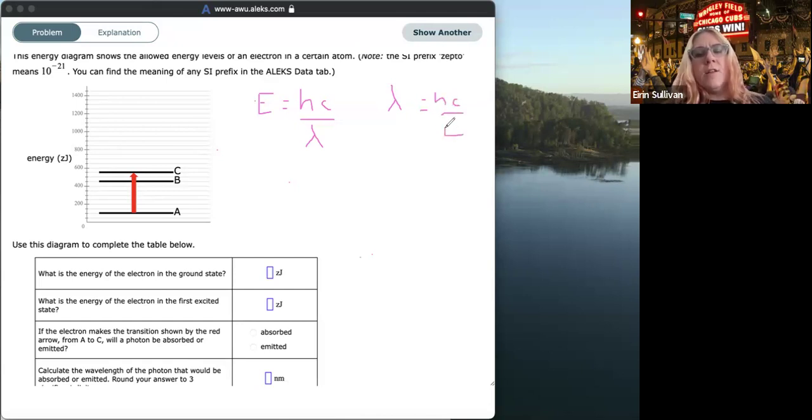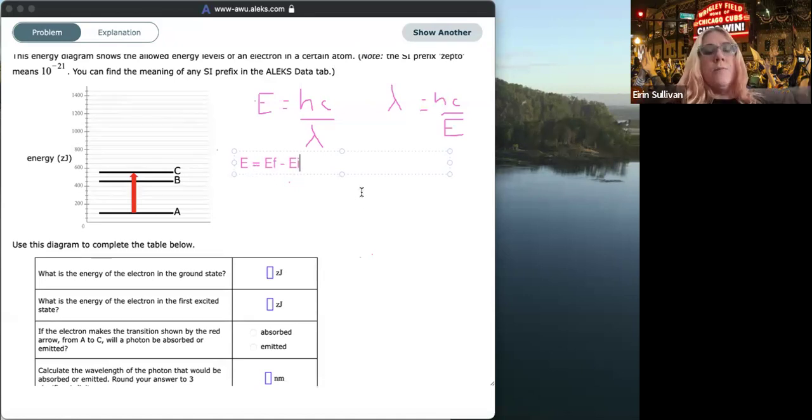Planck's constant is 6.626 times 10 to the minus 34 joule seconds. The speed of light in a vacuum is 2.998 times 10 to the power of 8 meters per second. To work out what your energy difference is going to be, it is the final energy state minus the initial energy state, because we know that energy is a state function.